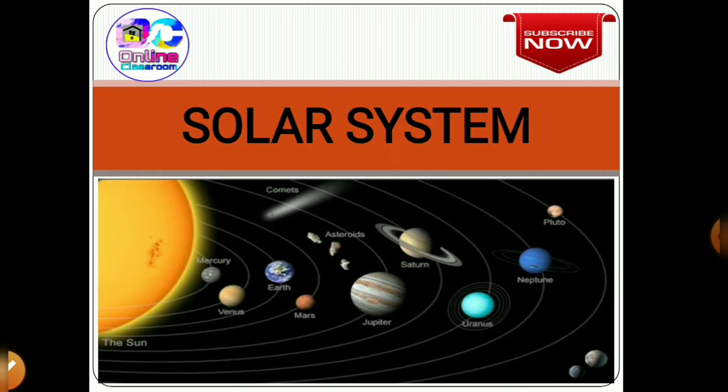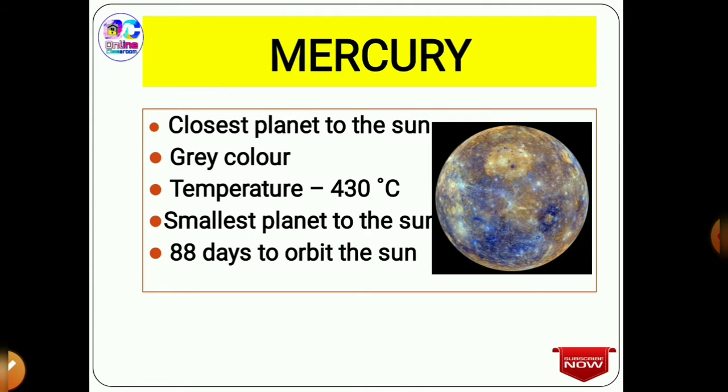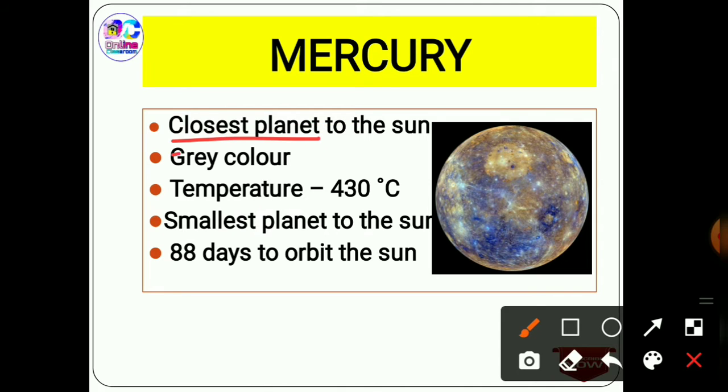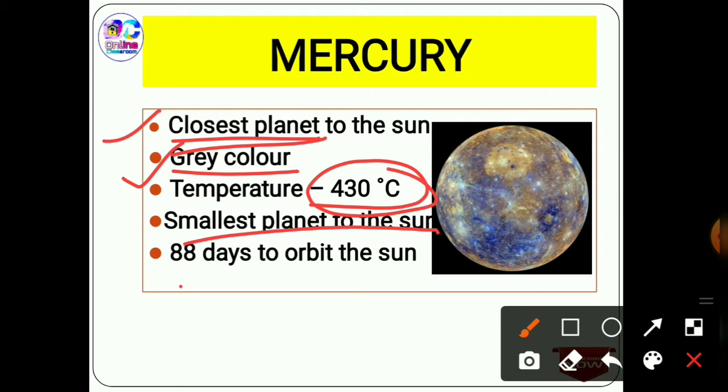Now the first planet which we are going to learn about is Mercury. You need to remember that Mercury is the closest planet. It is gray in color. These two are the important points. The third important point is that it is the smallest planet. It takes 88 days to orbit around the Sun, and its temperature is 430 degrees Celsius. So this temperature, 430 degrees Celsius, is an important catching point over here. And the important thing is that it is gray in color.